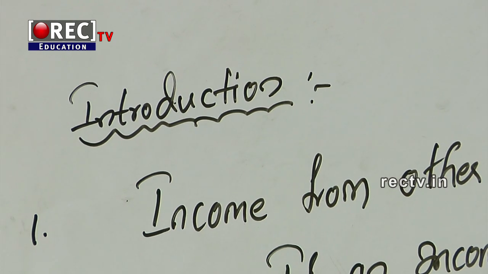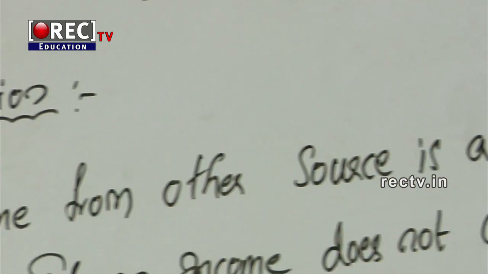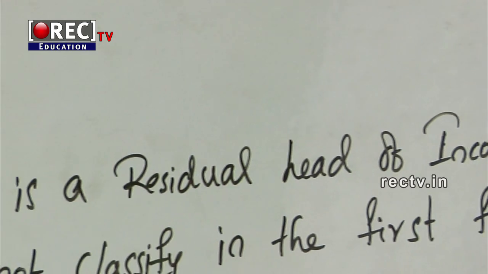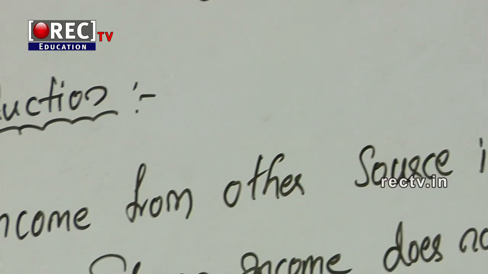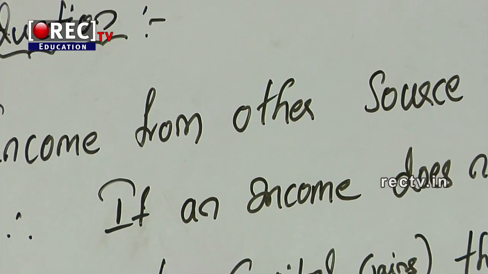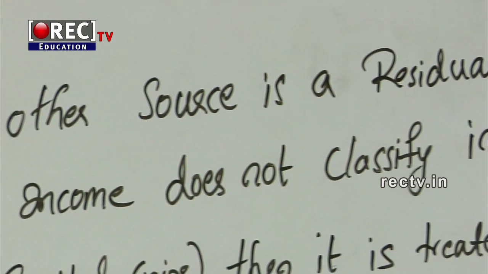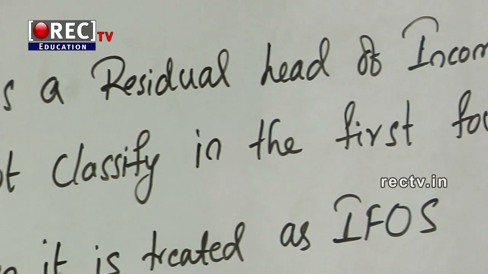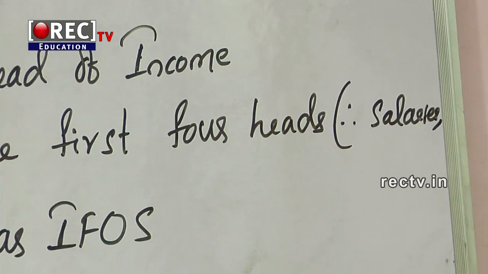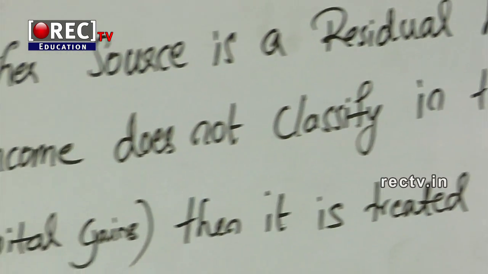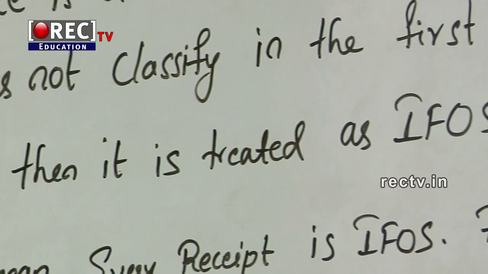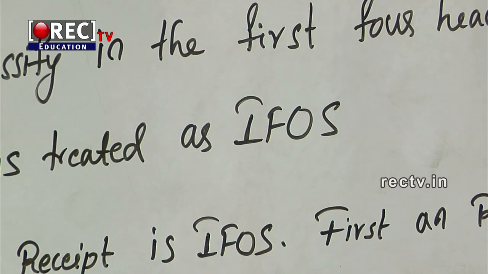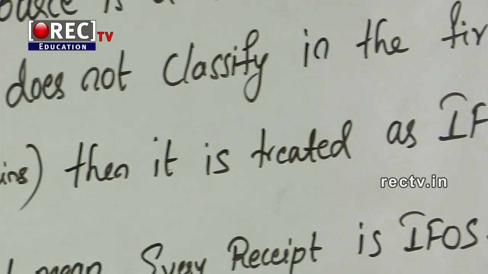Introduction. Income from other sources is a residual head of income. That is, if an income does not classify in the first four heads, that is salaries, income from house property, business or profession, and capital gains, then it is treated as IFOS. Let us see the total introduction part.